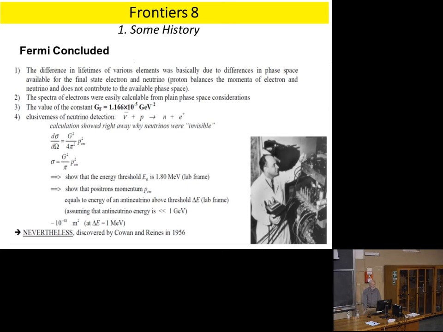And Fermi concluded that the differences in lifetimes of various elements was basically due to the differences in phase space that they had to decay. So the final state of an electron and neutrino are very light compared to the nucleon, and so they don't contribute very much to the amount of phase space that's there. And you can calculate then the strength of this interaction if you go through it. And I write it down here in units of GeV to the -2.